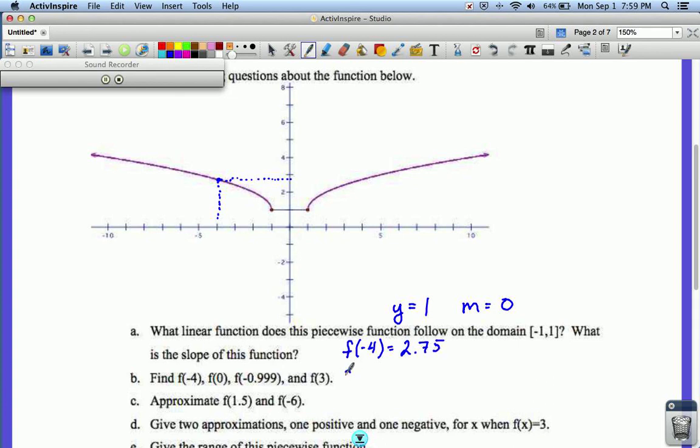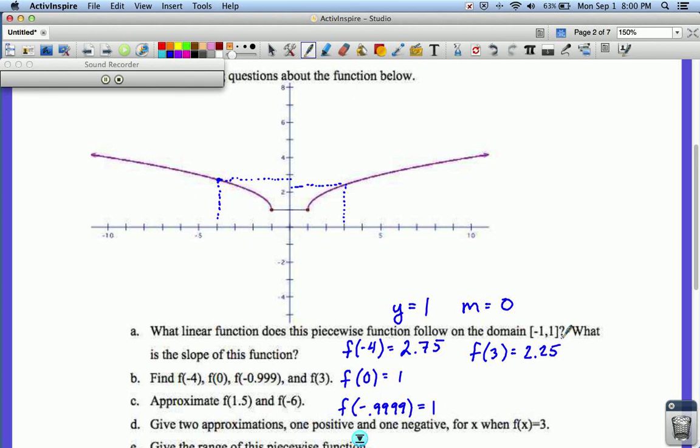Nothing definite here, just looking for values. F of 0 is exactly 1. F of -0.9999 is going to be right here. That's also 1. And F of 3, 1, 2, 3. That looks like it might be 2 1/4, 2.3, something along those lines. Certainly between 2 and 2 1/2.